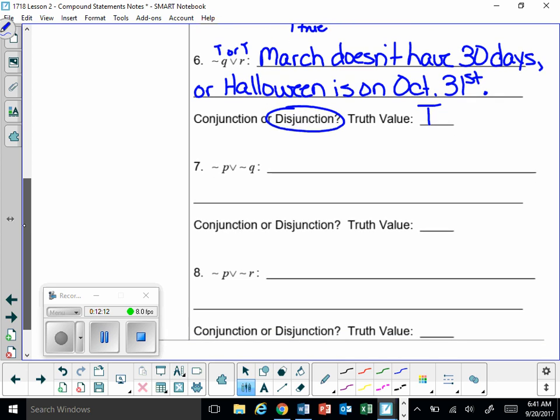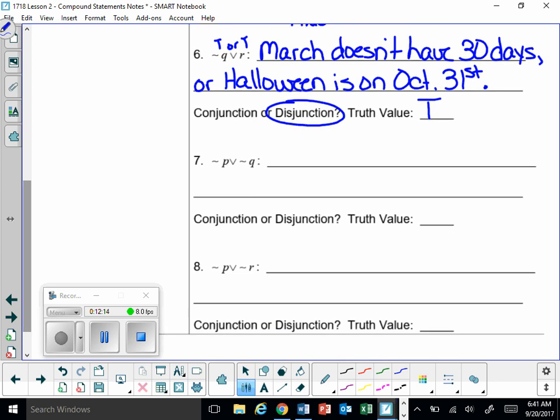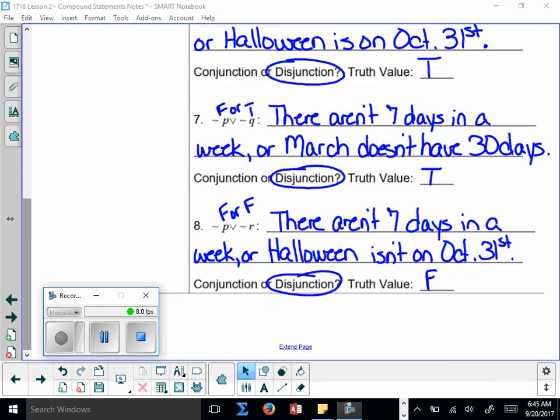I want you to try number 7 and 8 on your own. So pause your video and then come back to check your work. All right, take a minute to check number 7 and 8, and then write a summary. In your summary, make sure you include conjunctions and disjunctions, their key words, and how you determine the truth value for each one.